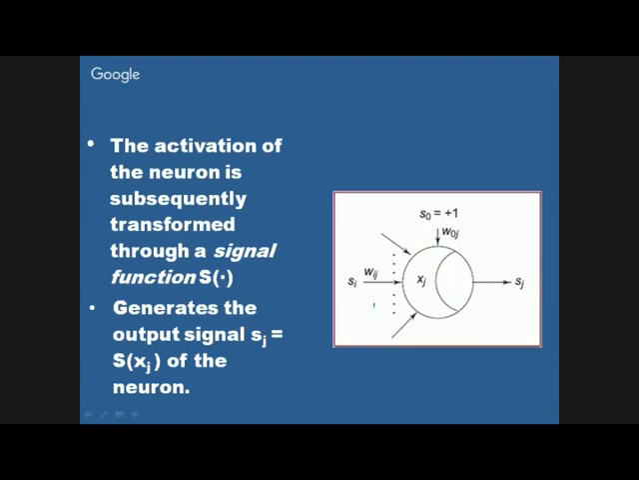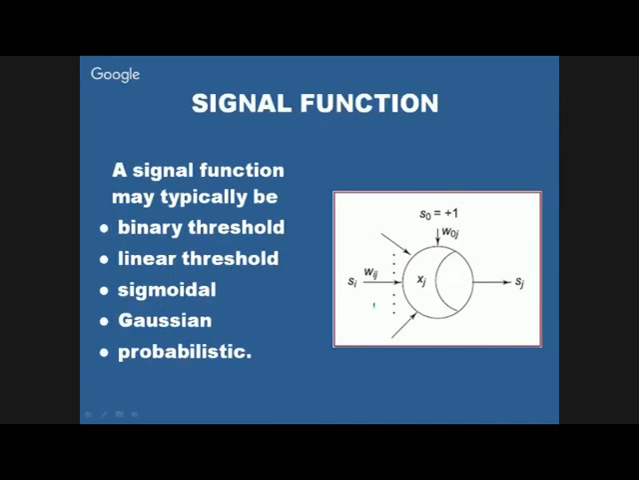Now the activation of the neuron is subsequently transformed through the signal function S. What are the signal functions? Let us see. Signal function or the activation function, in neural networks we use these five types of signal functions. One is binary threshold. Second is linear threshold. Third is sigmoidal function. Fourth is Gaussian function, and fifth is probabilistic function. The signal function we use is S of xj, where xj is your net, and with the net we will use this signal function S, and finally we will get the output.